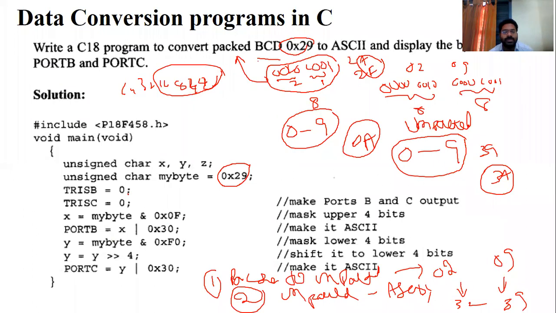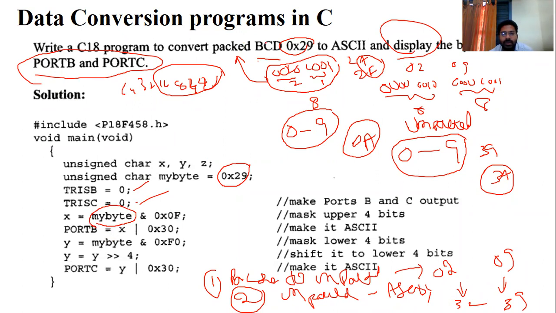But how to write the programming for this? Consider port B and port C. You can display those numbers in port B and port C, so you must take them as output ports. You can convert this with some byte operations only, so that's why you take the byte, my byte.